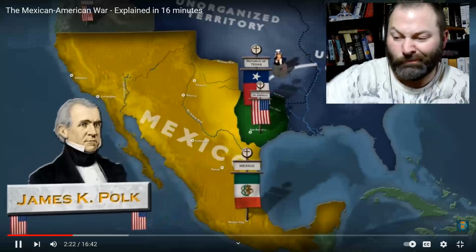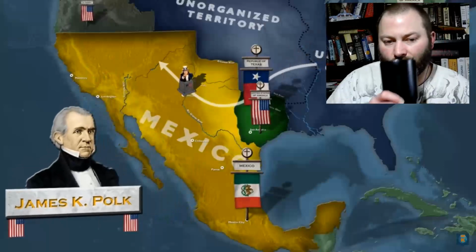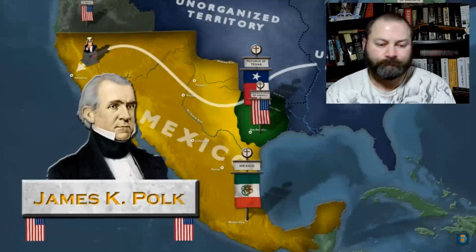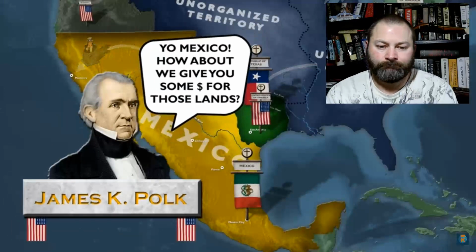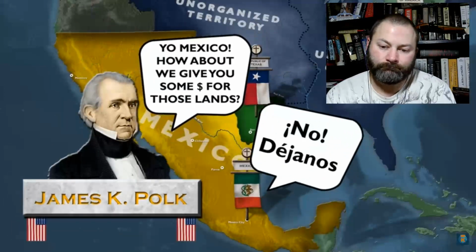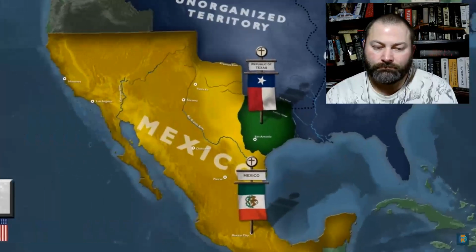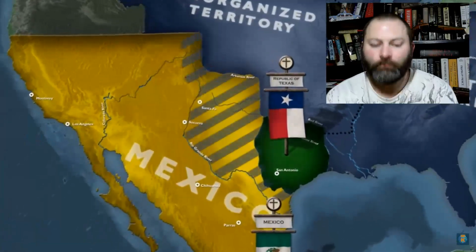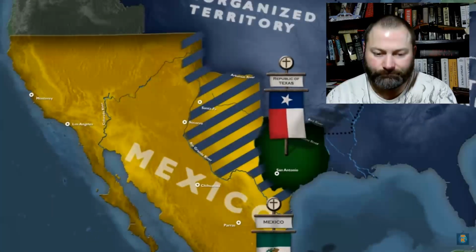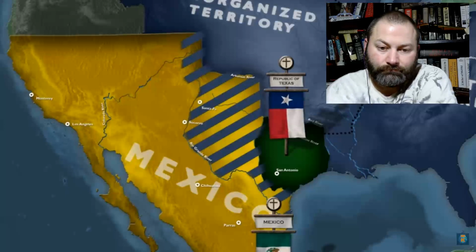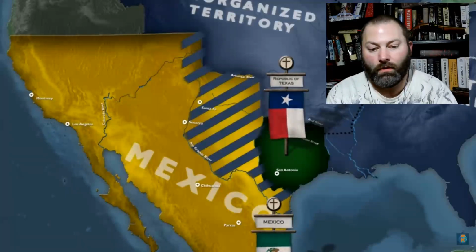Polk also had his eyes on California, New Mexico, and the rest of what is today the U.S. Southwest. Looking to expand, Polk offered to purchase those lands, but the offer was rejected, and soon after, he instigated conflict by moving troops into a disputed zone between the Rio Grande and Nueces River that both countries had previously recognized as part of the Mexican state of Coahuila.